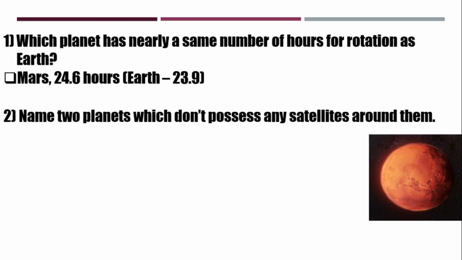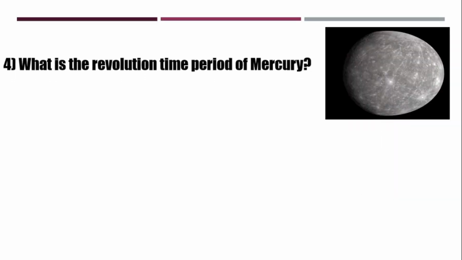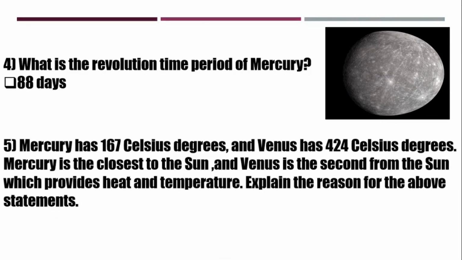Name 2 planets which don't possess any satellites around them. Mercury and Venus. Name 2 planets which rotate from east to west. Venus and Uranus. What is the revolution time period of Mercury? 88 days. Mercury has 167 Celsius degrees and Venus has 424 Celsius degrees. Mercury is the closest to the Sun and Venus is the second from the Sun, which provides heat and temperature.